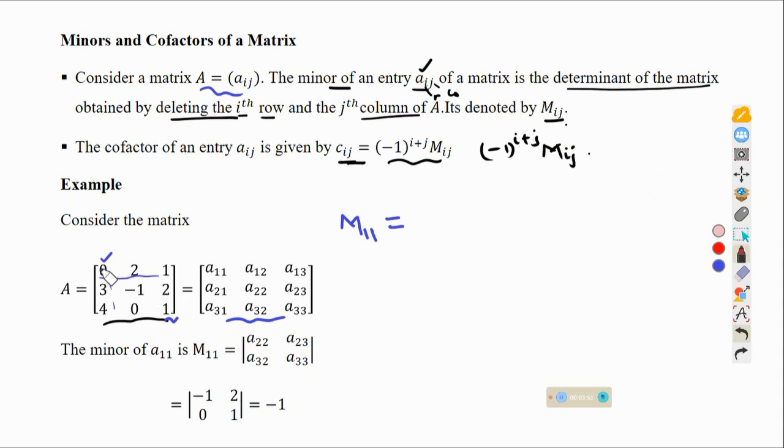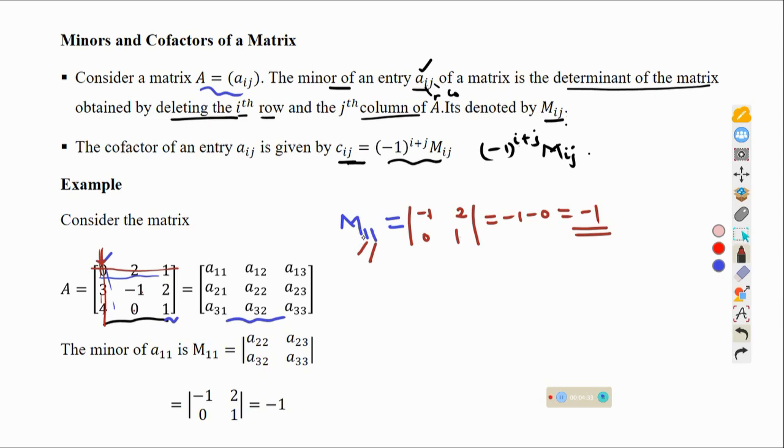we shall look at where 0 is. We are interested in the minor of this value. So we shall delete the first row and the first column. When you delete the first row, first column, get the determinant of the remaining entries. That will be -1, 2, 0, and 1. You know how to get the determinant of a 2 by 2. Get negative 1 times 1, minus 0, and this will give you negative 1.